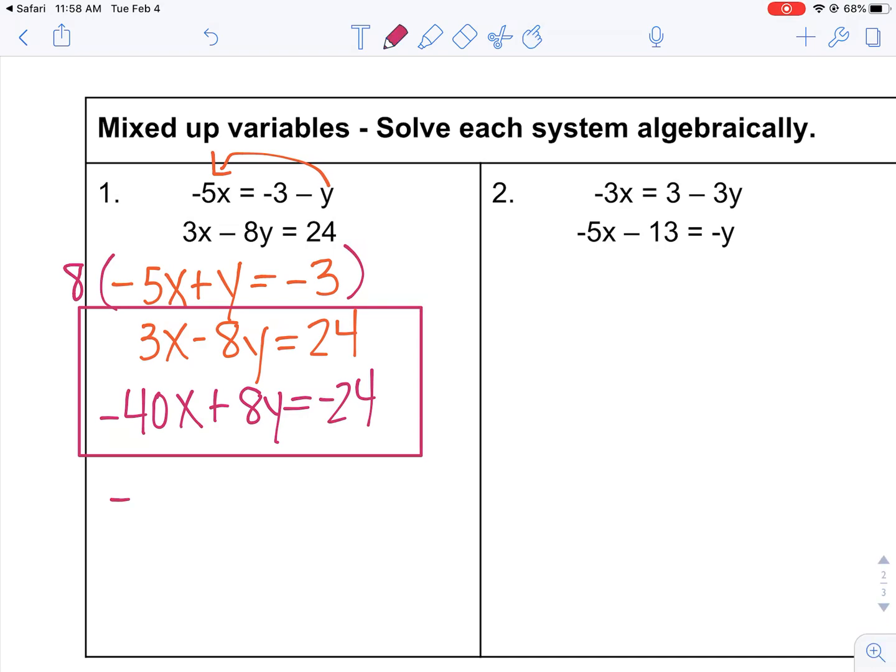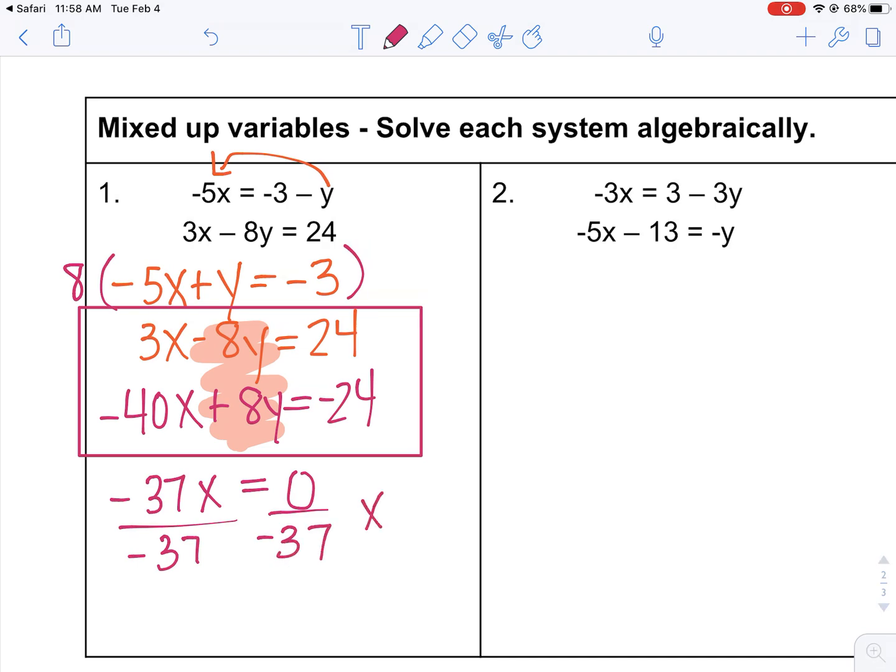So I get negative 37x, the y's go away, so these go to 0, and then I get a 0 over here. I divide by negative 37 on both sides, which leaves me with x is equal to 0. I plug the x back in, and it doesn't matter which one you plug it back into.